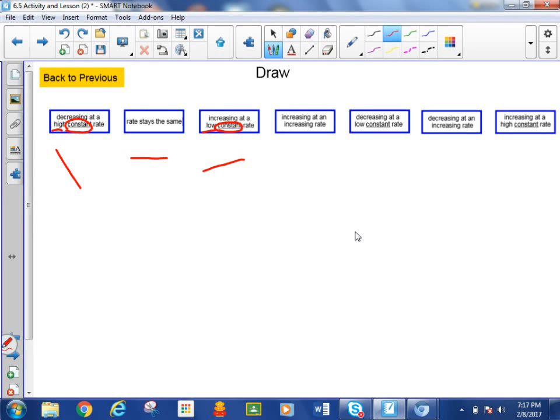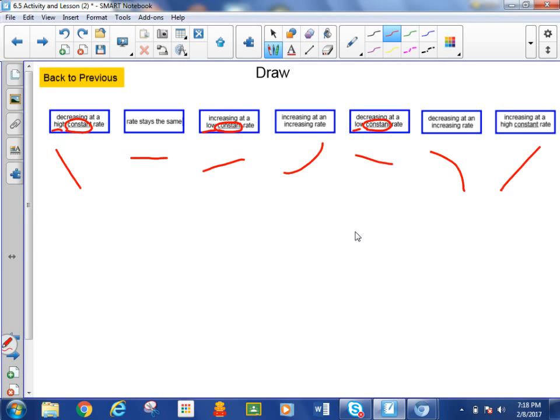Increasing at an increasing rate, that's going to be where it's kind of going up in a curved fashion, so something like this. It's increasing at an increasing rate, not a straight line. Decreasing at a low constant rate, so low once again is going to be a shallow slope, and it's dropping from left to right. Decreasing at an increasing rate, so it's dropping. Decreasing, increasing rate is going to be a curved line. And increasing at a high constant, so it's an increase. Constant, straight, high would be steep slope.